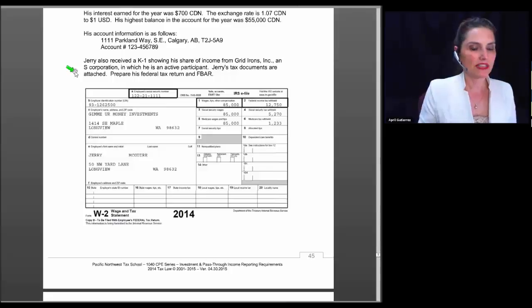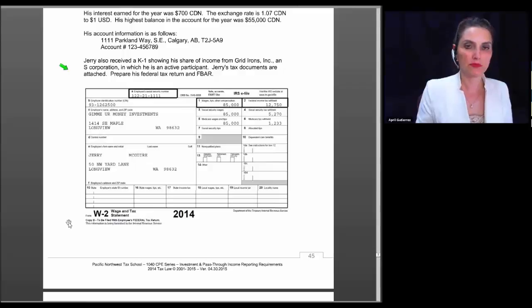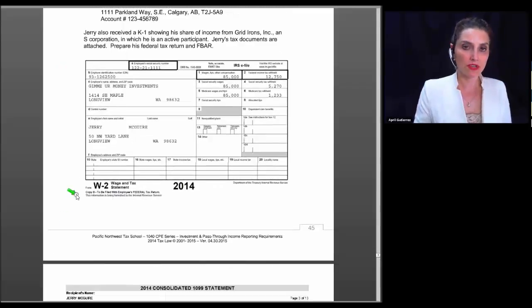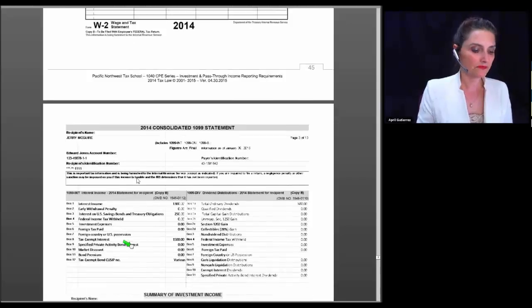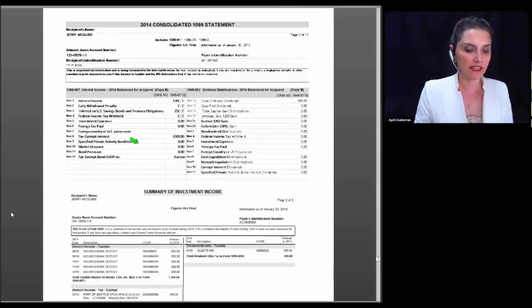Jerry also received a K-1 showing his share of income from Gridirons Inc., which is an S corporation in which he is an active participant. Jerry's tax documents are attached to prepare his federal return and his FBAR. So we're going to do both of those for you. You can see his W-2 shows 85,000 of income, 12,750 of withholding. We then have his consolidated 1099 statement.